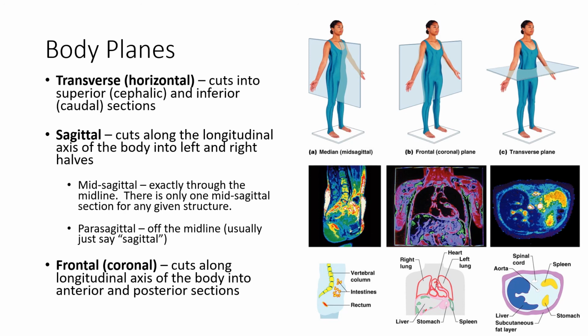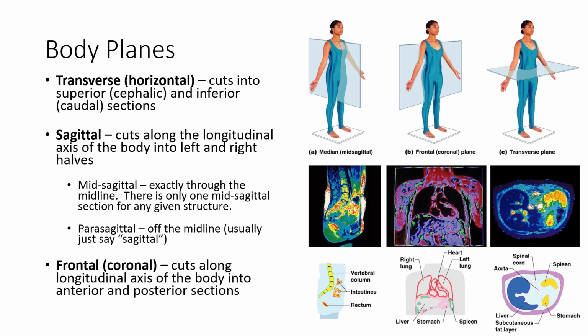But the full reference is parasagittal, where it's off of the midline but separating right from left, although it is disproportionate. Sagittal plane exercises are going to be anything that kind of occur here, and a lot of exercises actually are sagittal, to where you're talking about squats, deadlifts, and things of this nature.